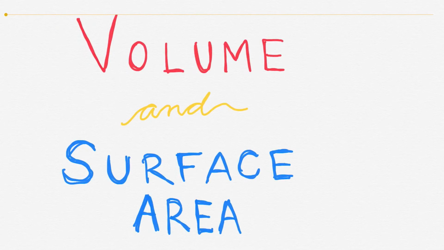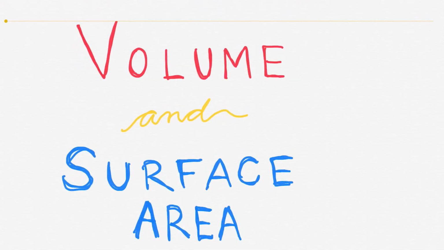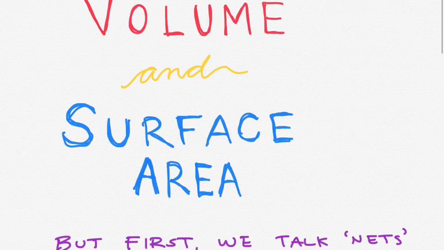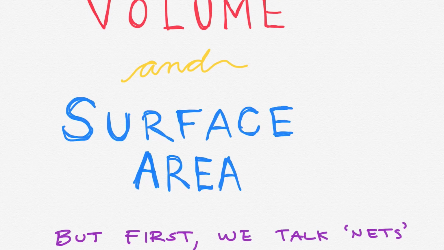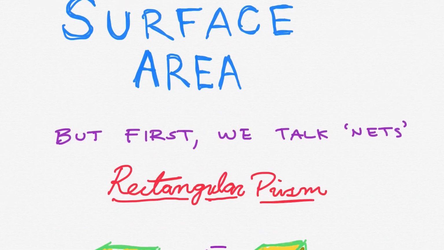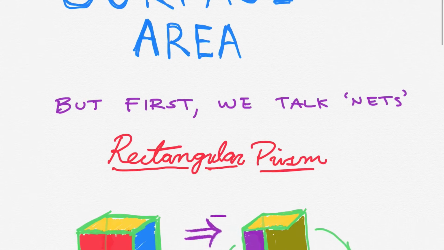Hello and welcome back. Today we are going to be talking about volume and surface area. So we're going to talk about nets. A net is basically the unfolding of a three-dimensional shape, in particular a prism of some kind, or maybe a pyramid or a cylinder. Let's take a look at a rectangular prism.